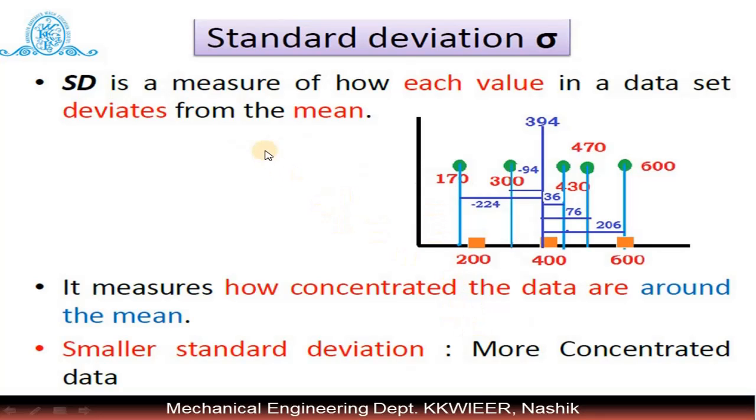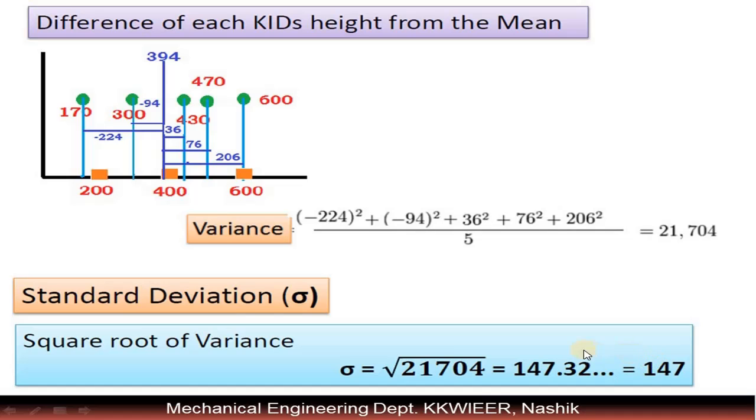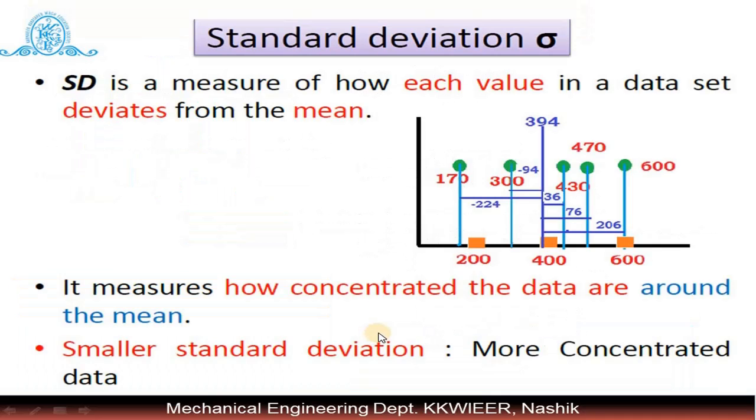So coming to exactly what standard deviation means. Standard deviation is nothing but a measure of how each value in a data set deviates from the mean. It measures how concentrated the data are around the mean, that is, all the data represents. So what exactly will standard deviation consider? Suppose we have a smaller standard deviation than the value of standard deviation in our earlier case, that is 147. If this value is reduced, then the data which is observed, suppose 170, 300, 470, 600, is too much concentrated, or we can say that the maximum concentration of data is there. This will be indicated by the term standard deviation.